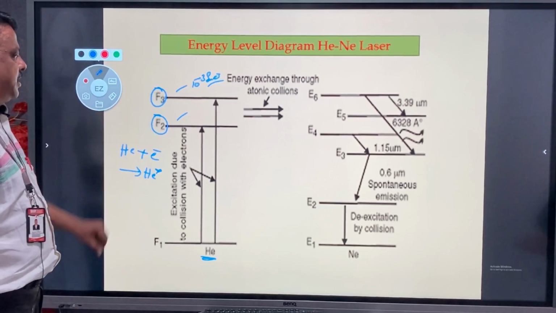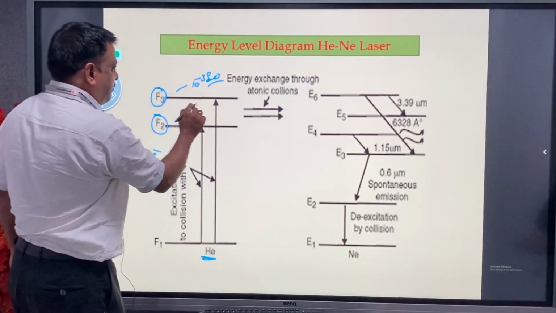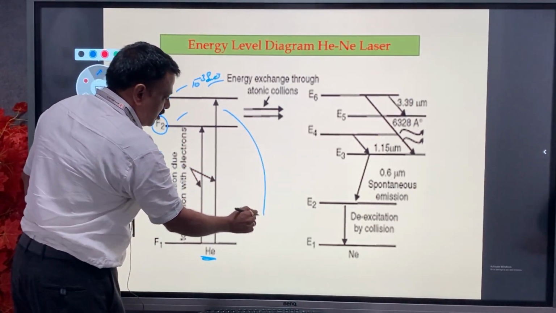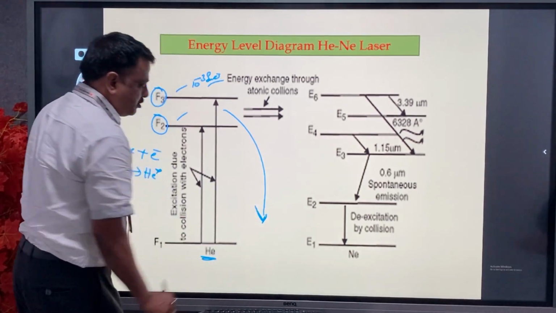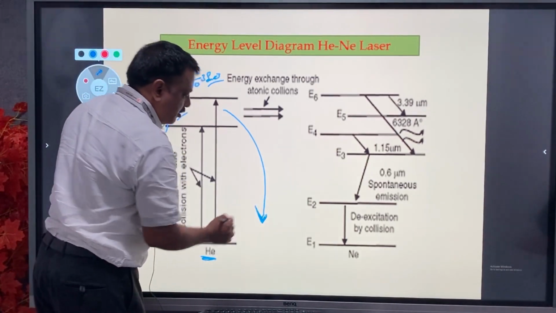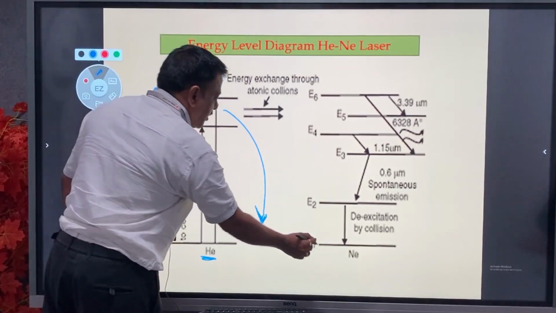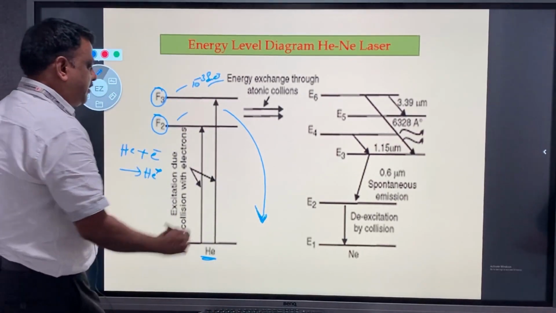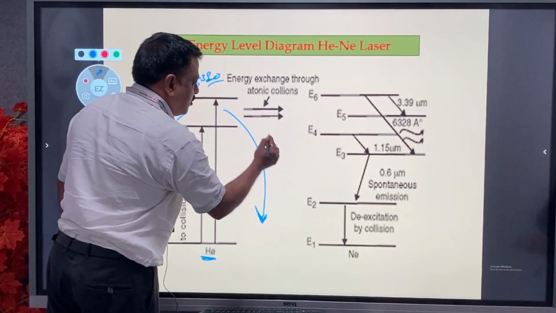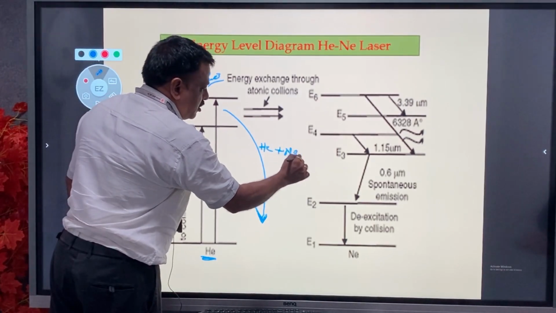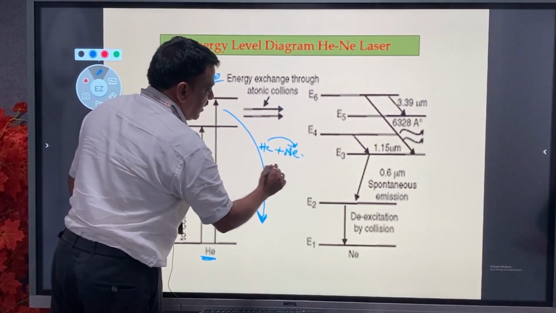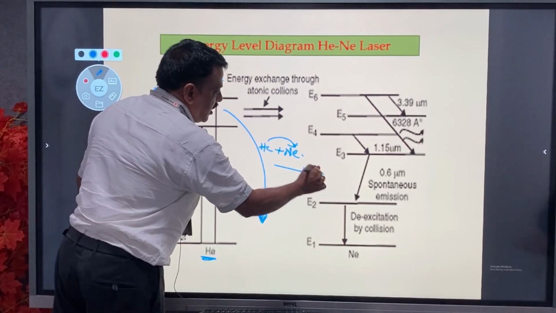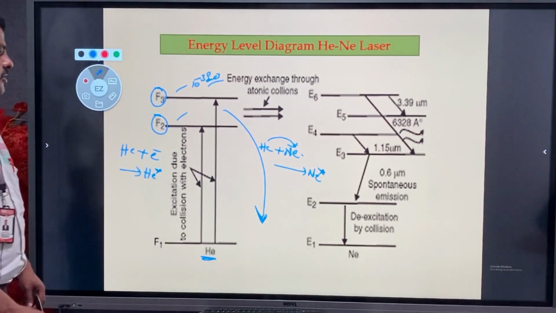After completion of this lifetime, the helium atom de-excites to the ground state. In the process, it collides with the neon atoms in the ground state. The total energy of the helium is transferred to the neon, so the neon atoms rise to the excited state.